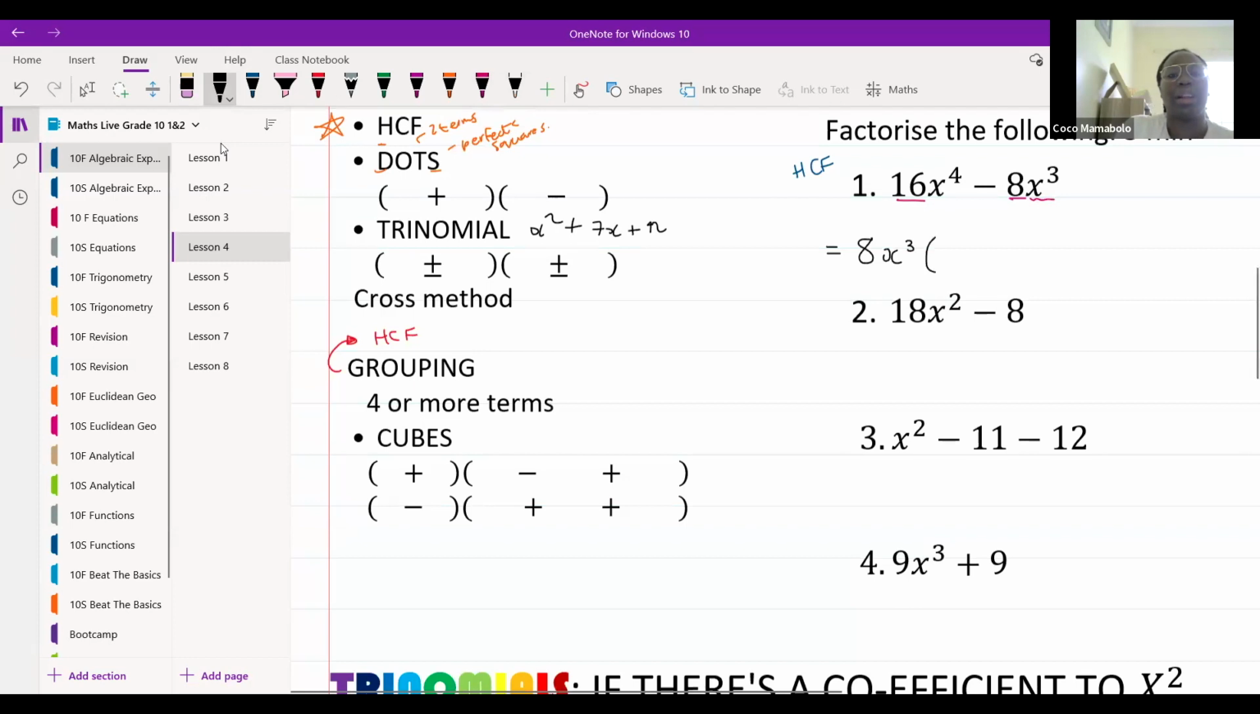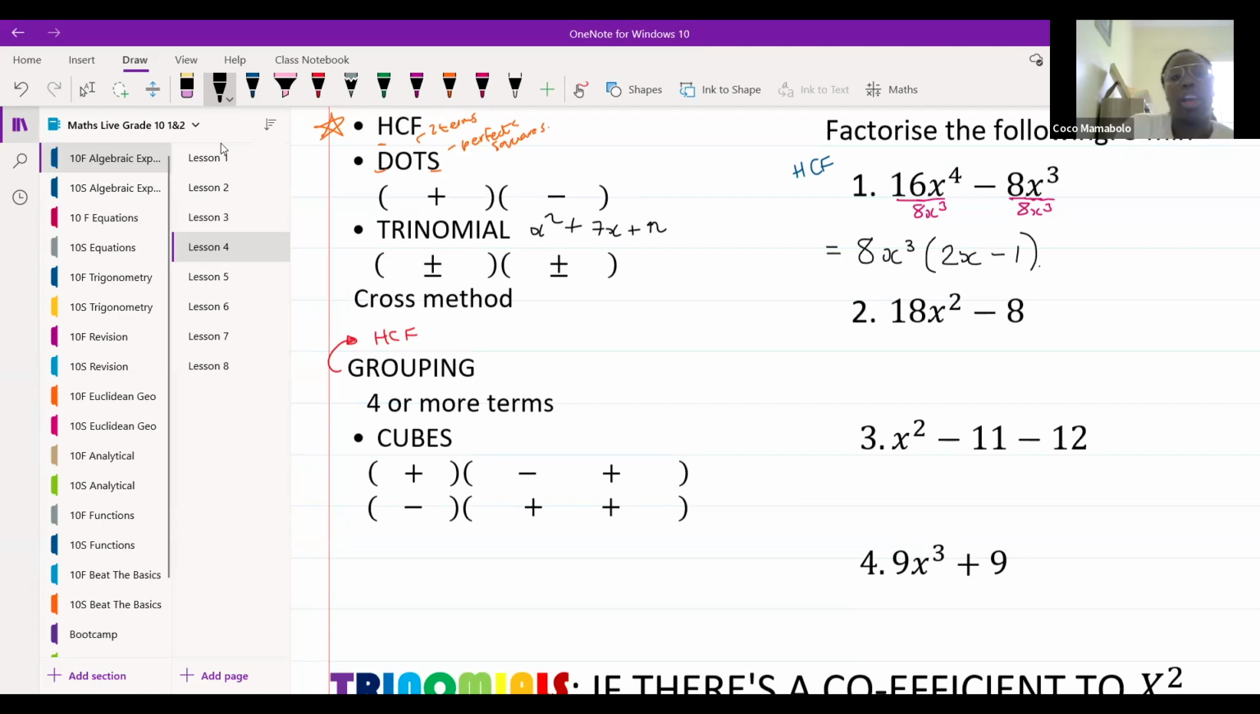Now, remember we said that when we are factorizing, it's almost the same as dividing, taking out the thing that they have in common. So we're going to divide 16x to the power 4 by 8x cubed, and we're going to divide negative 8x cubed by 8x cubed. What I should get: 16 divided by 8 will give me 2. x to the power 4 divided by x to the power 3 will give me x. And negative 8x cubed divided by 8x cubed will give me minus 1. And that's the answer we would get here.